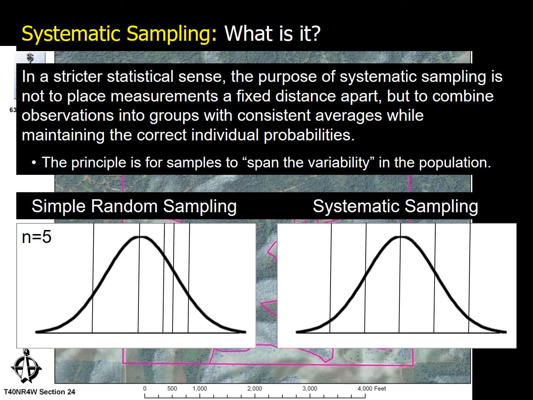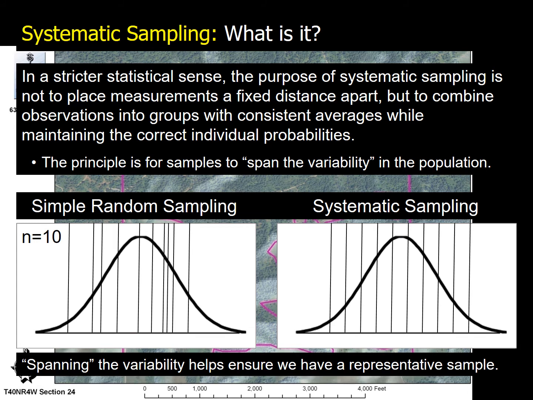When we look at this in a more strictly statistical sense, as we increase the number of samples that we take, we see that the simple random sample begins to expand what it represents. But the systematic sampling simply infills areas it did not have good information for. By spanning the range of possible samples with a systematic sample, we should be ensuring we create a representative sample.